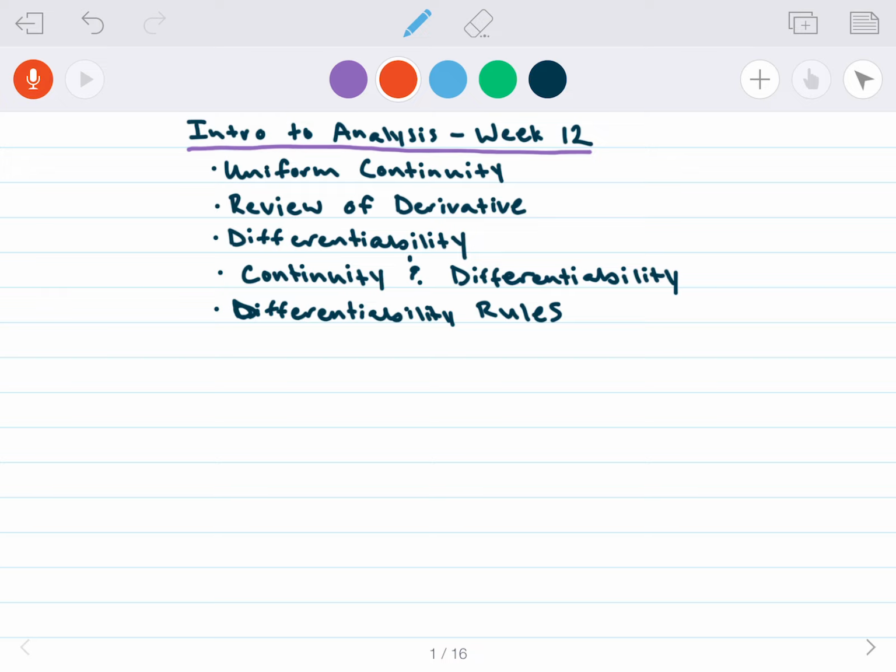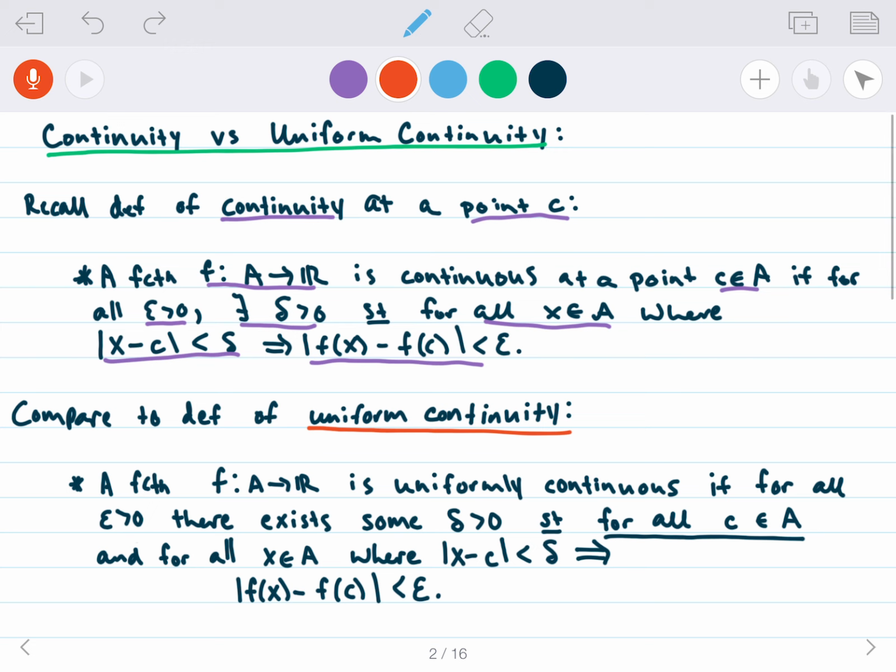This week we're going to finish off chapter 6 by talking about uniform continuity. Then we're going to look ahead to chapter 7. We're going to talk about derivatives, differentiability, what it means for a function to be differentiable at a point. And then we're going to prove some results that you have seen or have taught in Calculus 1, like the product rule and things like that. So without further ado, let's go ahead and get started.